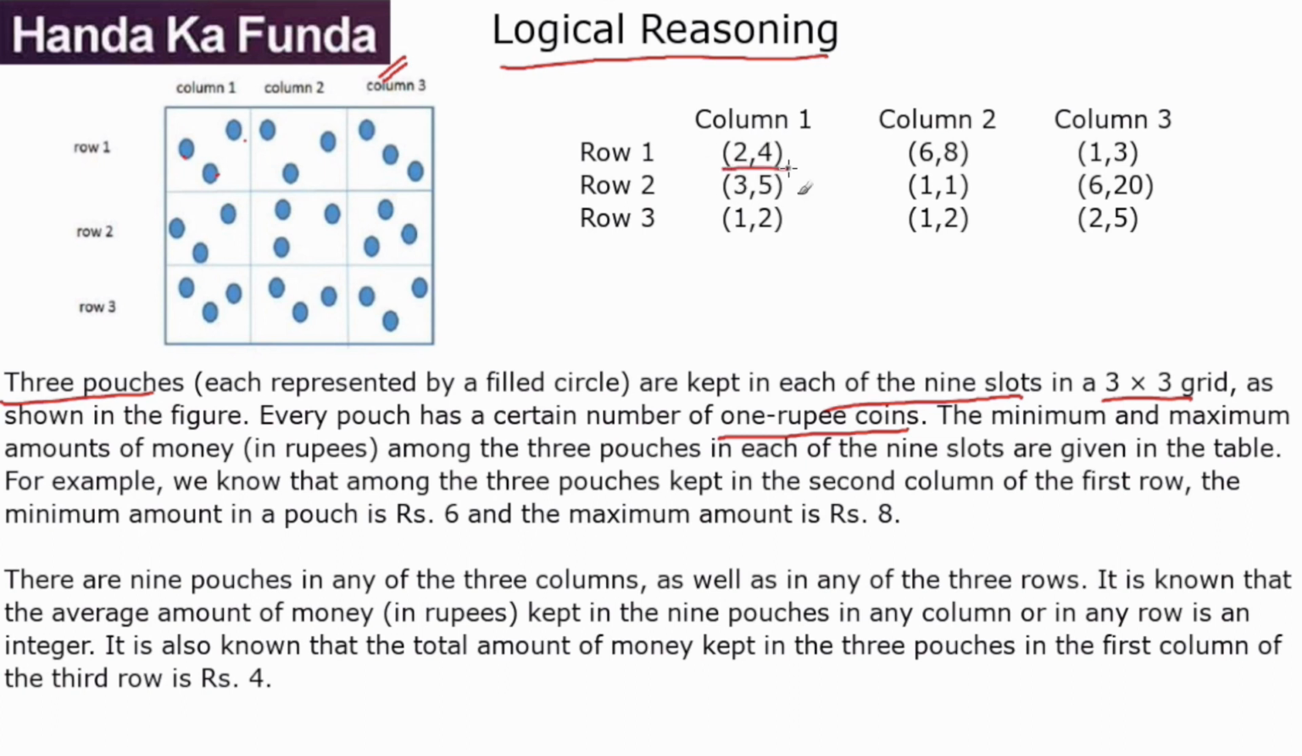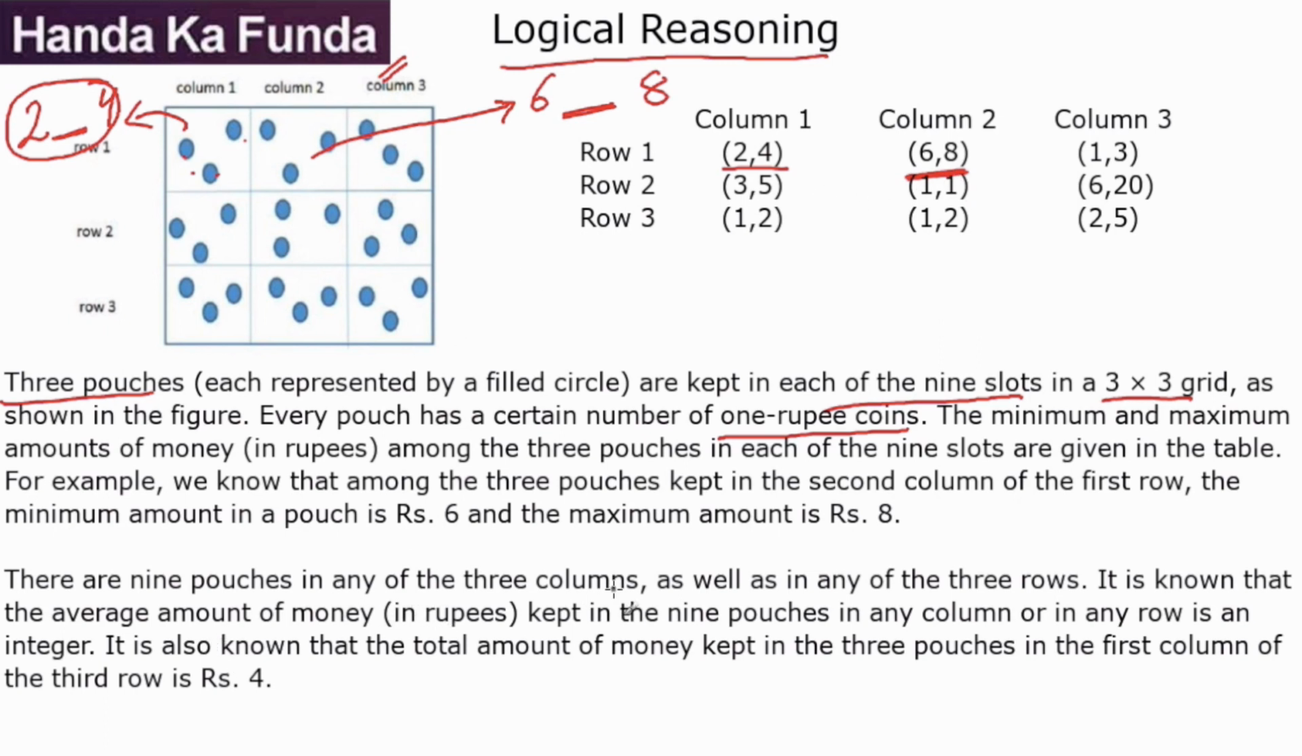So row 1, column 1 is 2, 4, which means that this particular portion has the minimum of 2 and the maximum of 4. The middle value could be 3, it could be 2, it could be 4, it could be any of those. For example, in the second column of the first row, the minimum amount is 6 and the maximum amount is 8. The middle value once again could be 6 or 7 or 8, but we know the lower limit and the upper limit from the figure here.